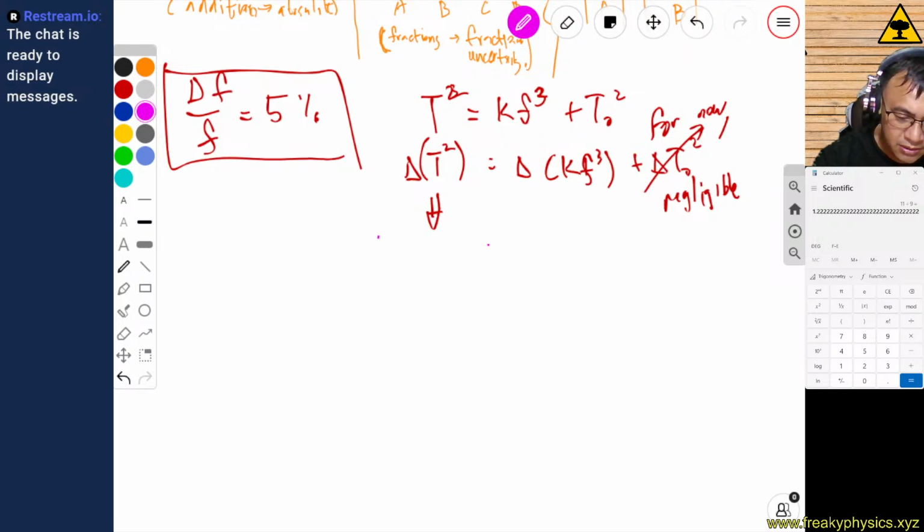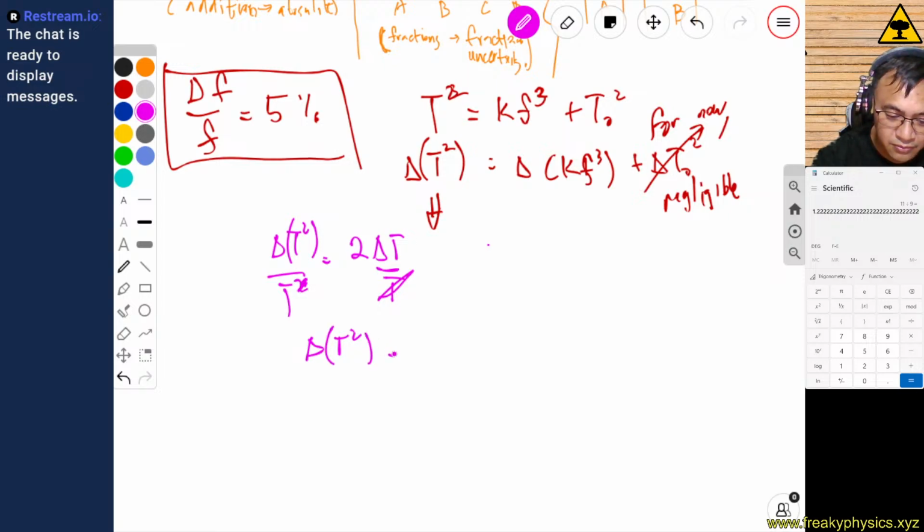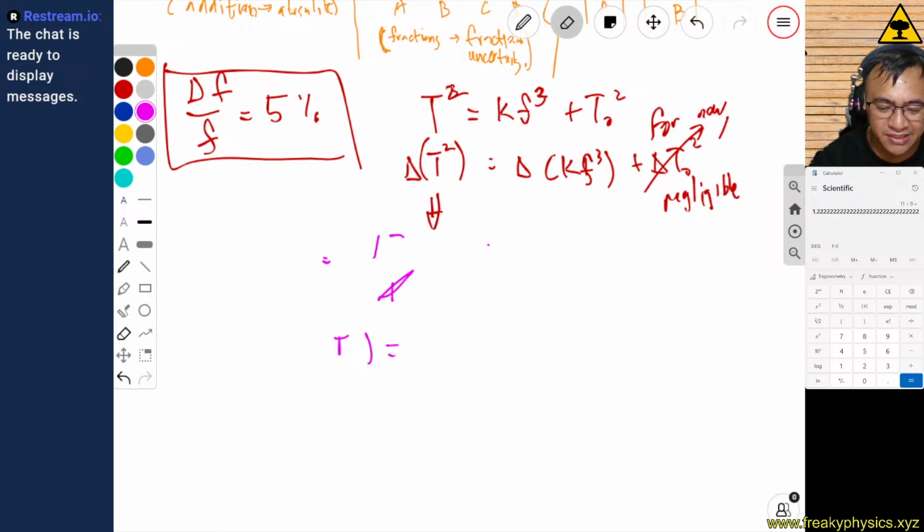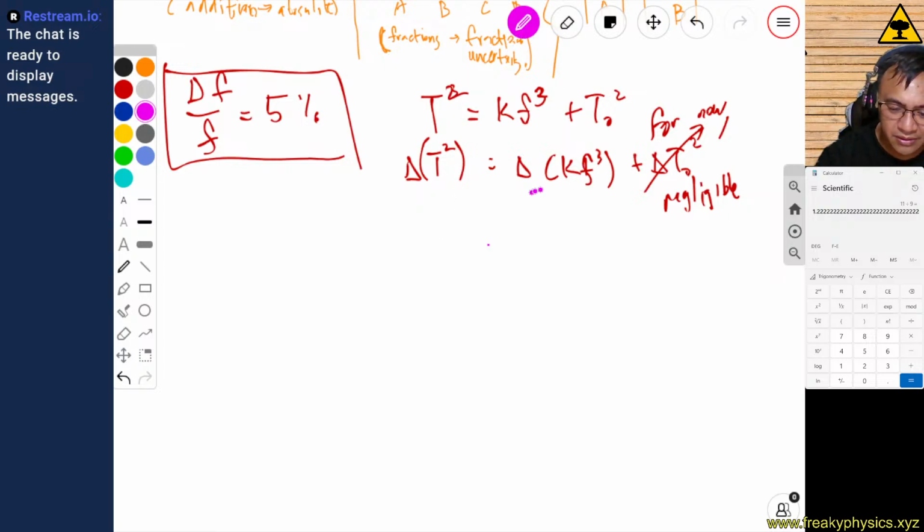This is going to be uncertainty in t, 2 times the uncertainty in t over t, right? Is equal to uncertainty in t squared all over t squared. Now what happens? We're going to move stuff around. So from here, we can see that this t and this t cancel out. So the uncertainty in t squared would be equal to, okay, I think I messed this up. Let's do this later because this is going to be more difficult if you start there. Let's start with the other one here, k f cubed.